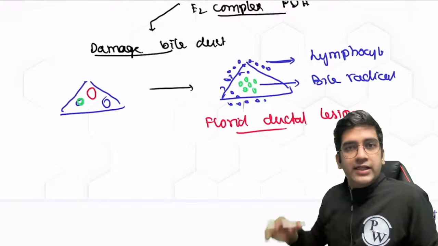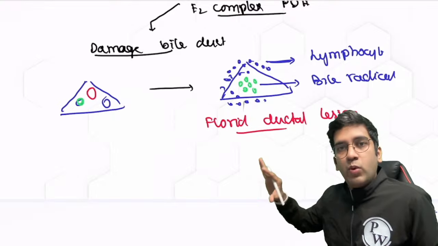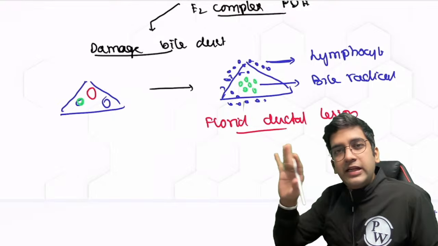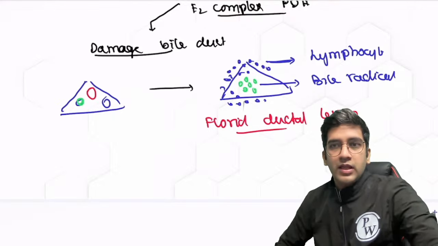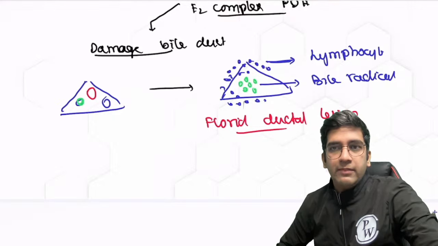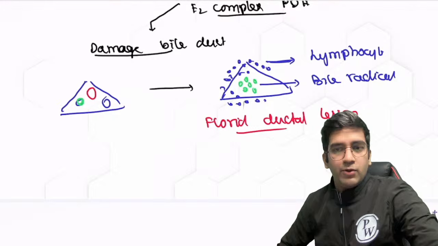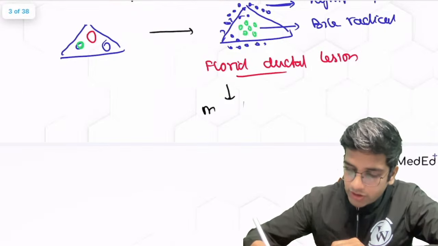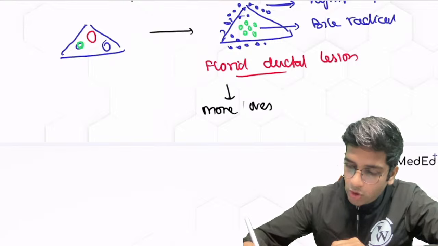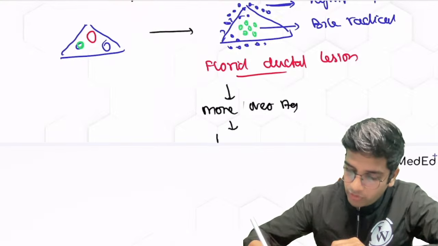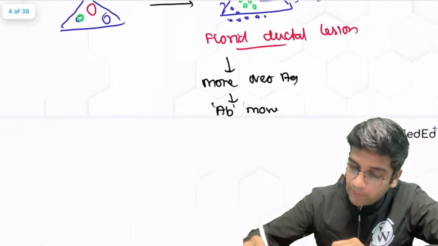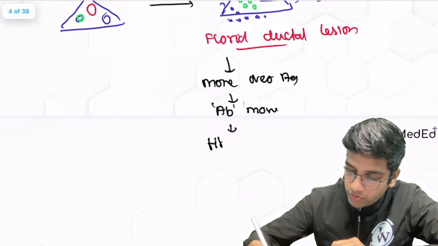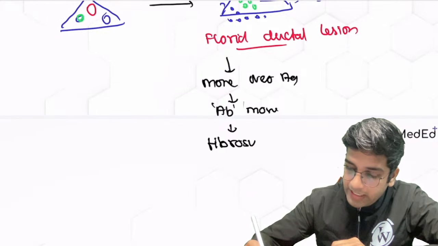So is there a possibility that if the same thing continues, at one point of time the entire biliary radical or the portal triad will be destroyed? Am I right in saying that at one point of time the entire biliary radical or portal triad will be destroyed? Possible, right? So what happens here is this gives more neoantigen. When there's more neoantigen, automatically you'll have more antibodies. Antibodies will be produced in excess, and it'll end up in fibrosis. It'll end up in complete fibrosis.